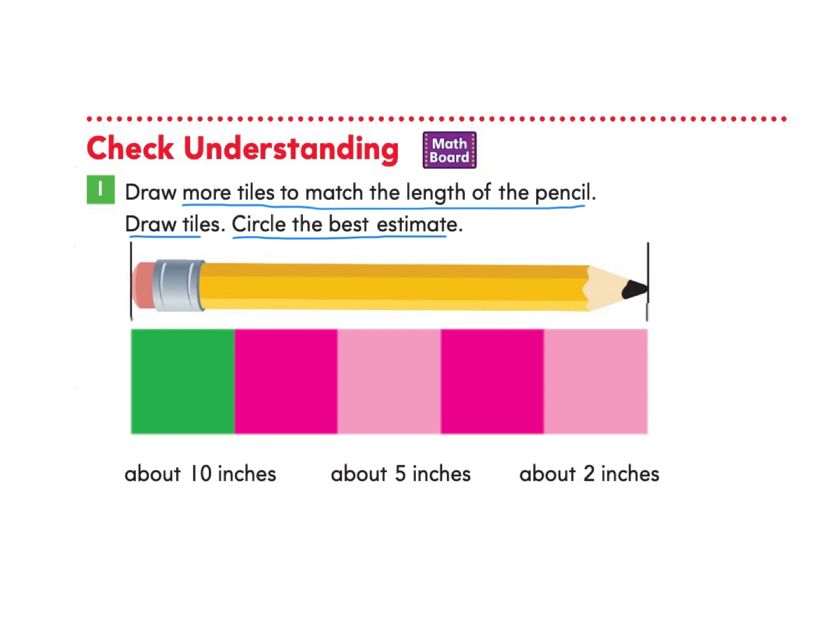So I'm going to look at my options for the best estimate, about 10 inches, 5 inches, or 2 inches. And because of my drawings, I'm going to go ahead and circle about 5 inches because each tile represents 1 inch. So this is the best estimate. If you would like to go back and rewatch this video, you may do so, and you can pause anytime you need to as needed.